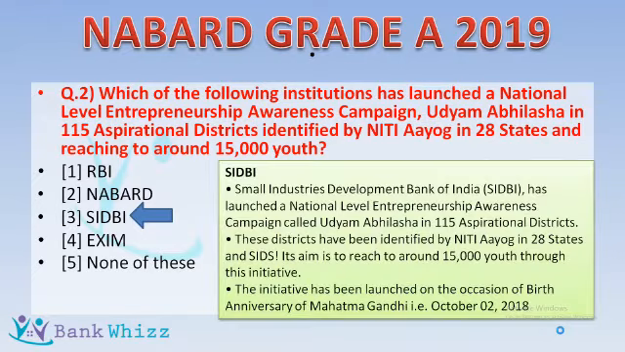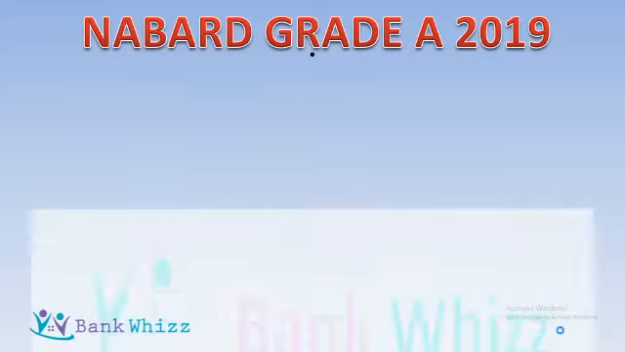Friends, the full form of SIDBI is Small Industries Development Bank of India. It has launched a national level entrepreneurship awareness campaign called Udyam Abhilasha in 115 aspirational districts. These districts have been identified by NITI Aayog in 28 states. Its aim is to reach to around 15,000 youth through this initiative. The initiative has been launched on the occasion of a birth anniversary of Mahatma Gandhi, that is to say October 2, 2018. Now let us switch to the question number 3.